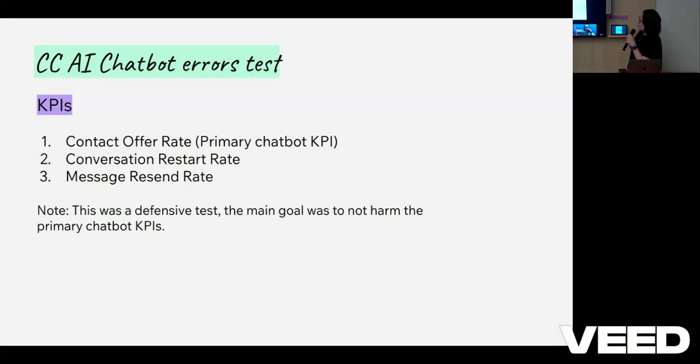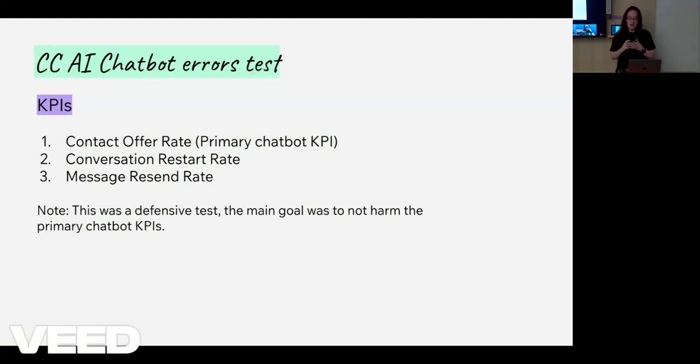The other one is the conversation restart rate, where if they click the start over button that's in the top of the chatbot. And the final one is the message resend rate, where if there's a problem with their message and they click resend. So these were the things we wanted to test as a way to track if the new error messages were actually giving users a better experience.